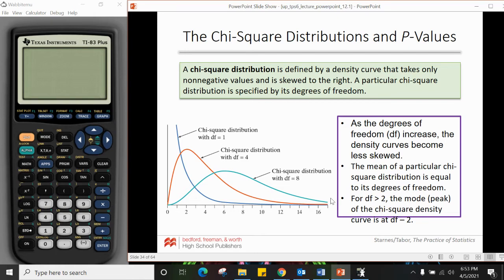Another interesting thing is that for degrees of freedom bigger than 2, the mode, or the peak, of a chi-squared density curve is at df minus 2. And you can see that very clearly visually. Degrees of freedom is 4, so the mode is at 2, or the top peak is at 2. And you can see that as well. Same thing with 8, it would be right at 6. So, like I said, things you don't have to memorize, but they can be useful and very interesting.